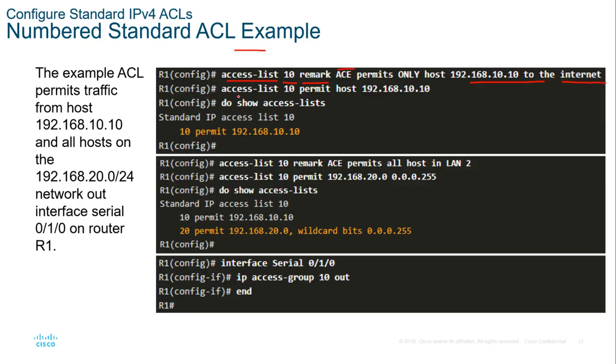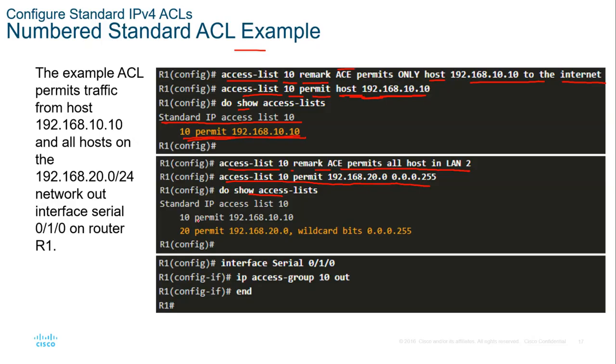And then after that, access list 10 permitting host, because they say host this. And then do show, then this is our entry. This is our access control list, standard IP access list 10, and then this is the entry. And we have another one where we have access list 10 remark, this permits all hosts in LAN 2. Then the entry, it's access list 10 permits this.